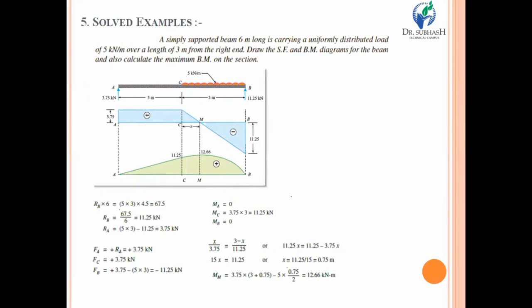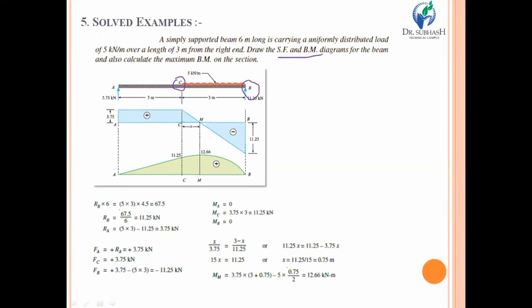Now we are coming to point number 5, a few examples that we are going to solve based on the theories we have discussed. Look at the screen. You are given a simply supported beam which is 6 meters long and carrying a uniformly distributed load of 5 kilonewton per meter over a specific length of 3 meters. That means between C to B, the UDL is acting with 5 kilonewton per meter.